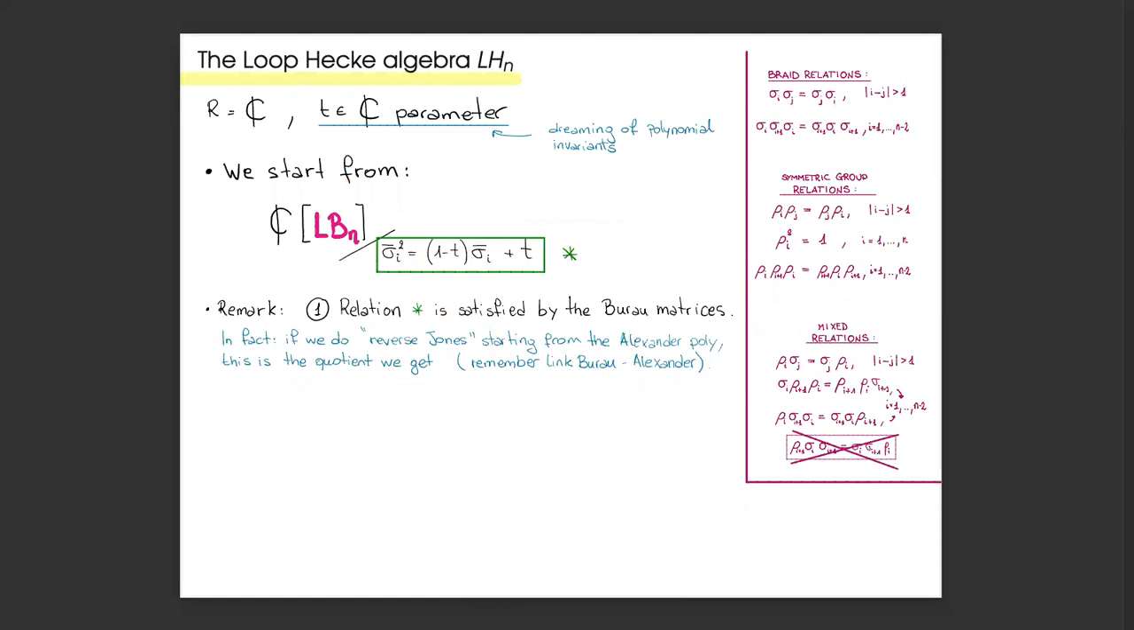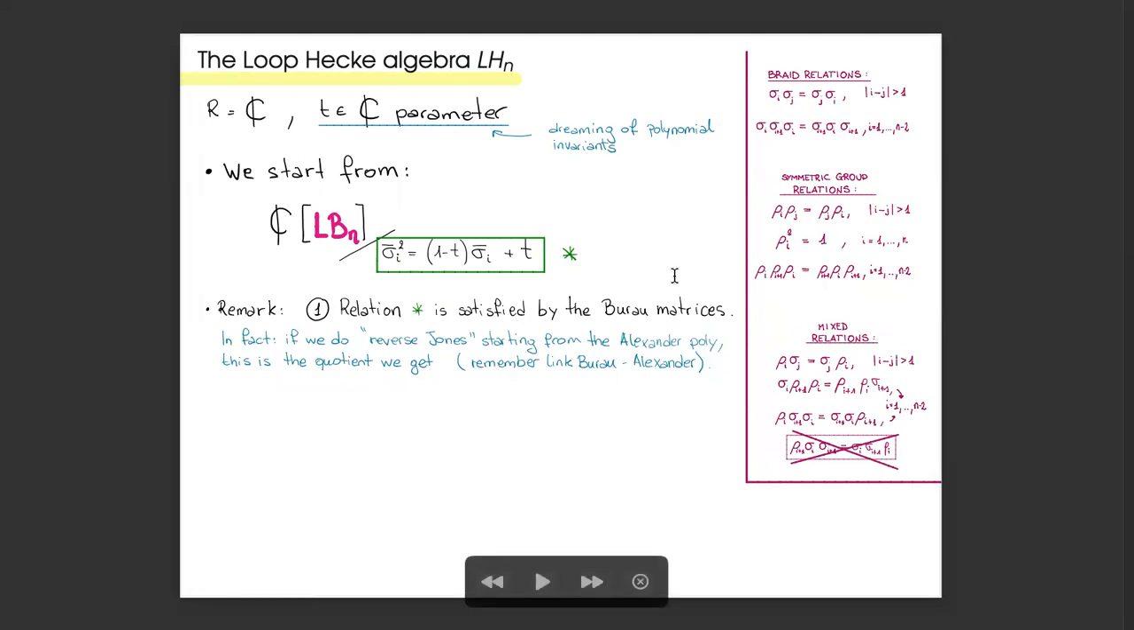So let's go back to our attempt at a loop-Hecke algebra. Let's fix a couple of things. We will take our domain to be C and a parameter in C, because remember that we are not here to play with those. We want polynomial invariants of some knotted objects. And we remark that this particular relation that is used for Hecke algebras is satisfied by Burau matrices. In particular, we can see it as a sort of coming from the Alexander polynomial.